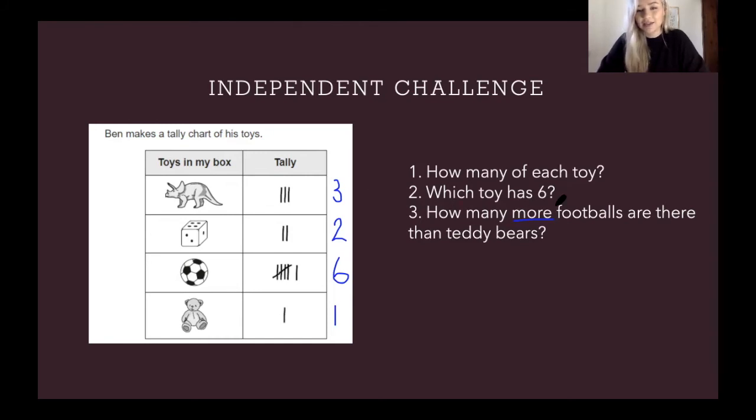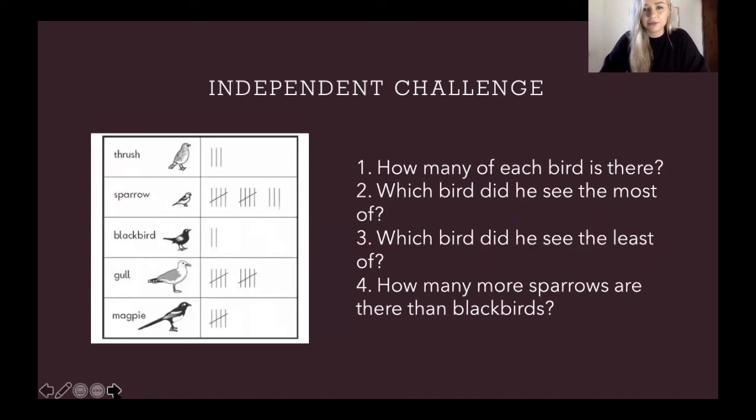Which toy has 6? Well, we can see just by working that out that the football is the one with 6. Now the last question, how many more footballs are there than teddy bears? Now we know that he only has 1 teddy bear, but he's got 6 footballs. Let's cross out these 2. We know that he's got 1. Let's spot the difference. So our difference is going to be this tally mark, which we know is 5. Well done for answering those.